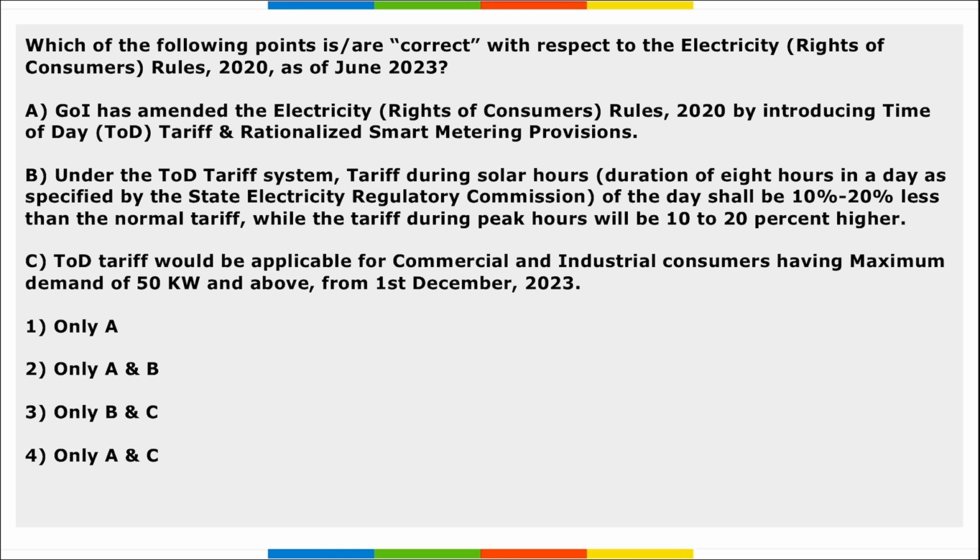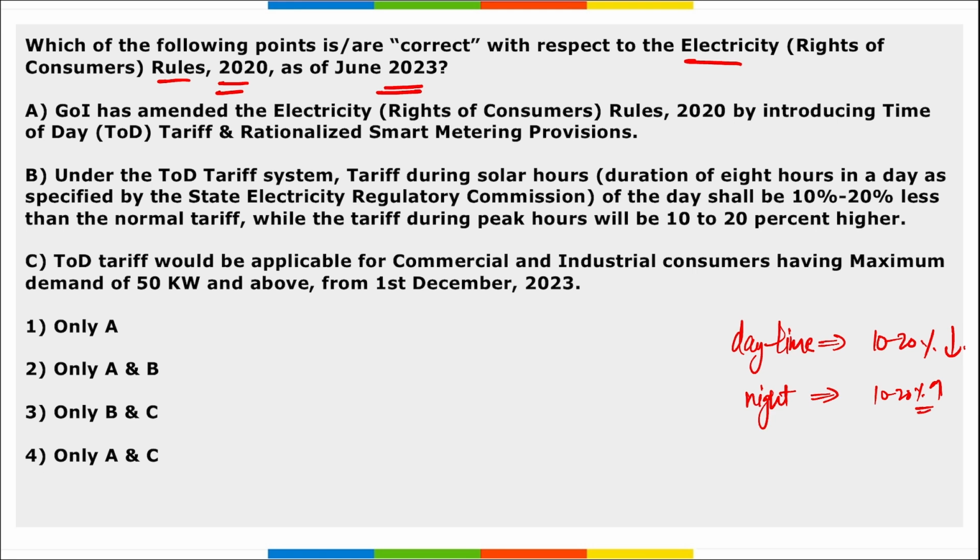Let's start. The first question we are discussing is related to the Electricity Rules of 2020 as of June 2023, right? We know that recently some rules were amended related to the tariffs of electricity, and it stated that during daytime, people consuming electricity will be charged 10 to 20% less, and during night time the same consumer will be charged 10 to 20% more.